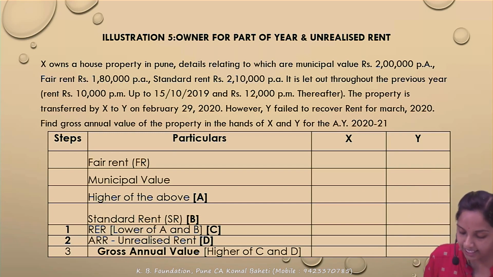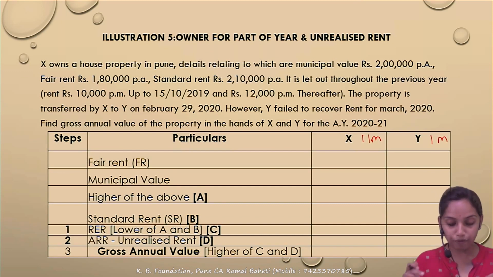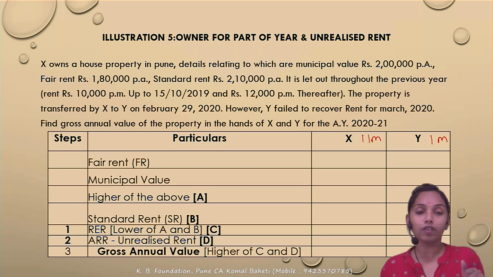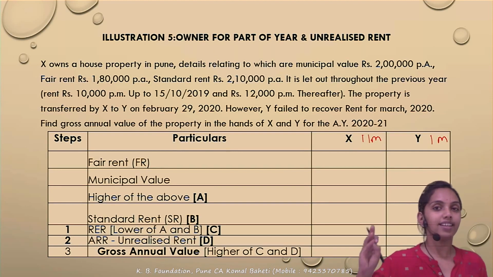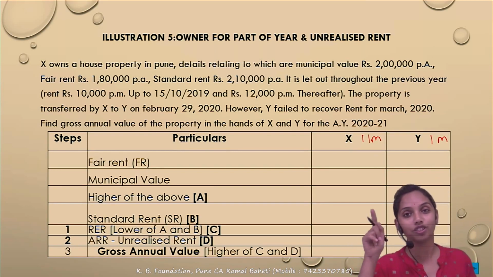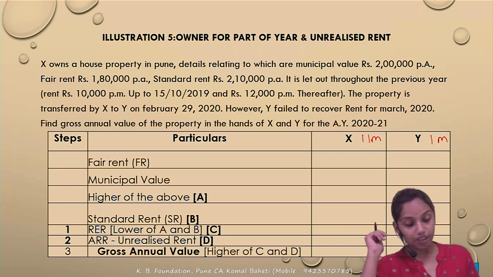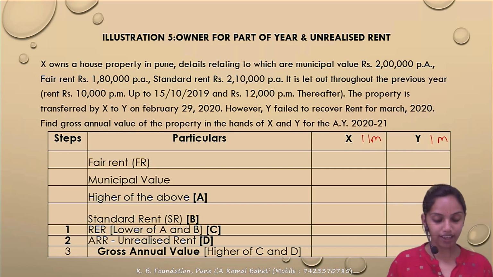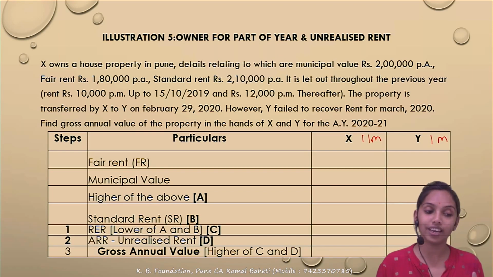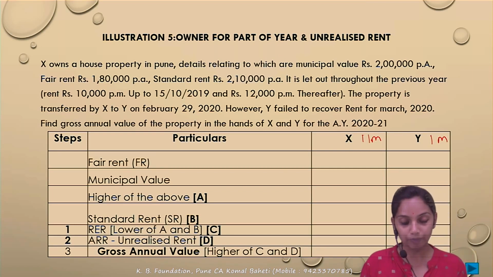First of all, X is the owner for 11 months and Y is the owner for 1 month. So the fair rent, municipal value, if you remember, I told you that when you are the owner for part of the year, the fair rent, standard rent, municipal value, all the figures should be taken for the part of the year. Correct? The question of actual rent does not arise. So in this case, first we need to calculate the fair rent, municipal value and standard rent for the part of the year because the figures have been given for the annual. So first calculate for the part of the year.